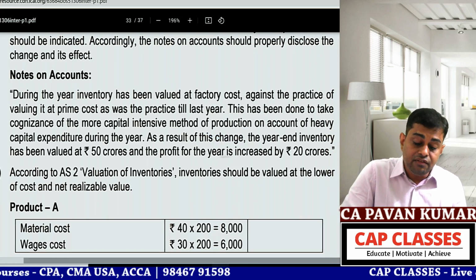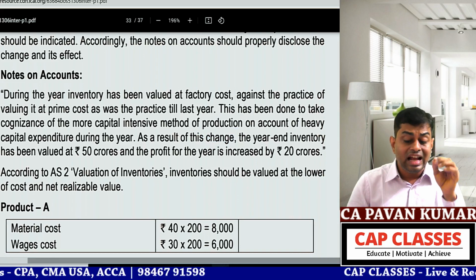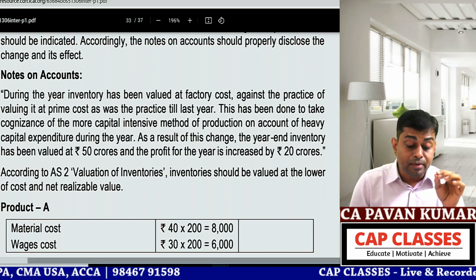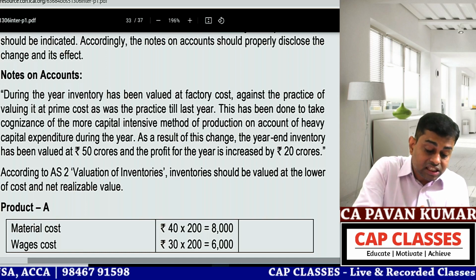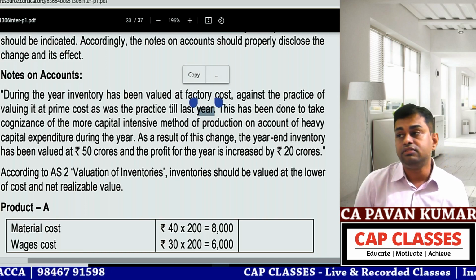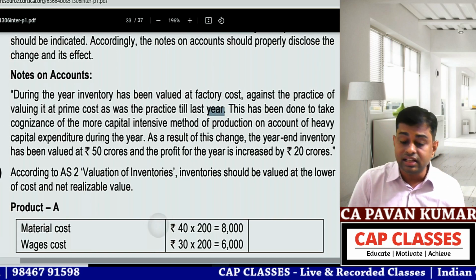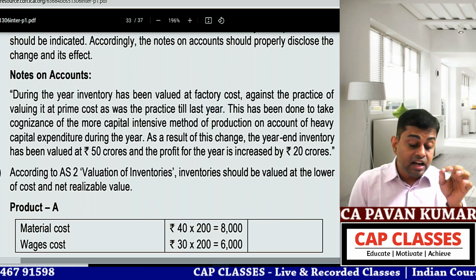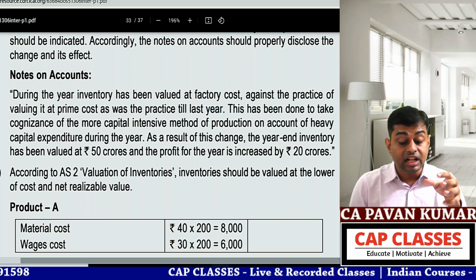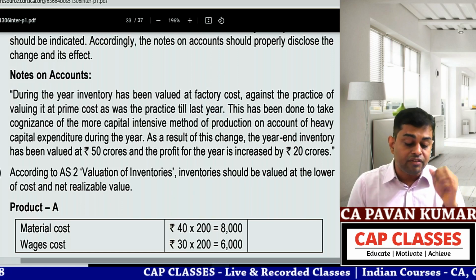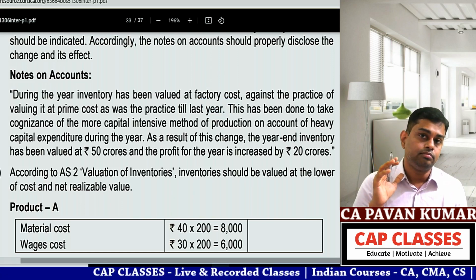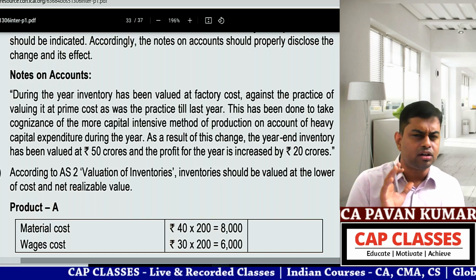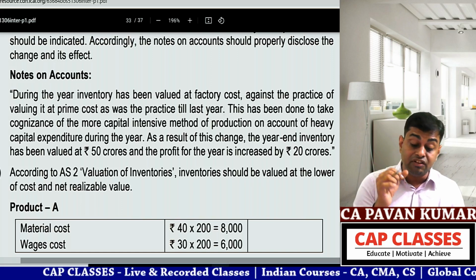During the year, inventory has been valued at factory cost against the practice of valuing it at prime cost, as was the practice till last year. This is the change in accounting policy. First one is the fact that there is a change. Second, this has been done to take cognizance of the more capital intensive method of production on account of heavy capital expenditure during the year. You understand? In general, you can write this also. That is the second one, the reason.